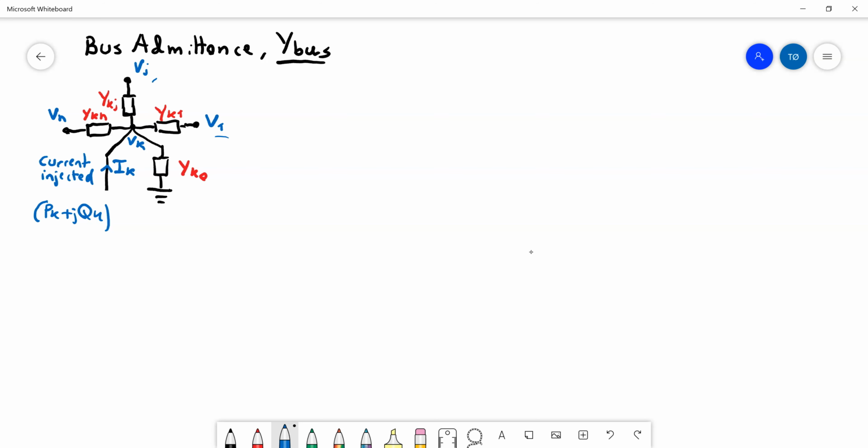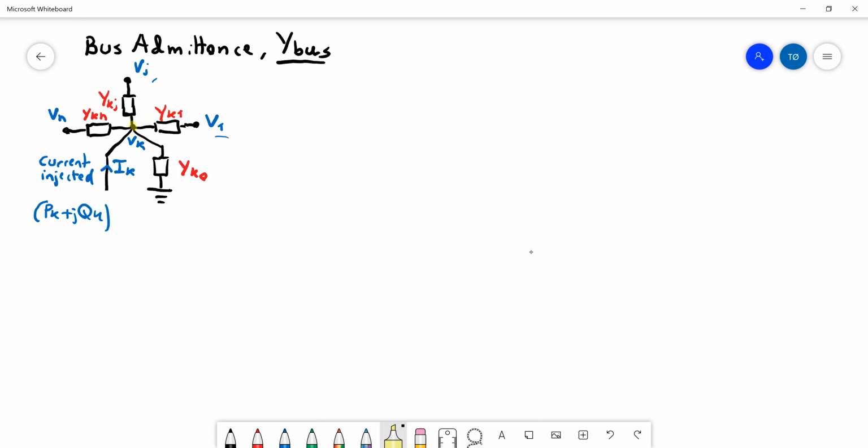Of course, we can have a load flow that we typically use, using then PK plus JQK into that node. And just remember that the sign of the current is of course important. If you have a negative sign, that means it has a load, or positive is a generator. And this current IK is then the sum of all the currents that flow in and out of the node here.